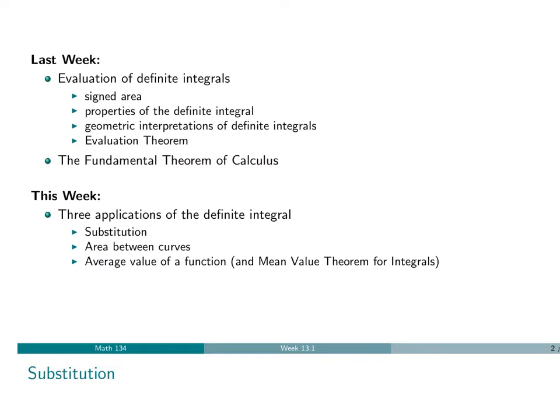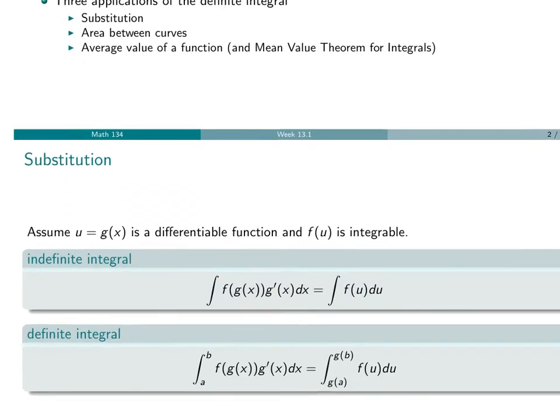The substitution method was something that was discussed earlier, and it works slightly differently when you have a definite integral. So if you have a definite integral, we're going to discuss how to do substitution. We'll discuss the area between curves, and we'll discuss the average value of a function, sometimes talked about as the mean value theorem for integrals.